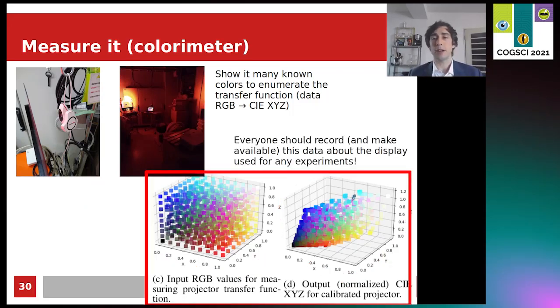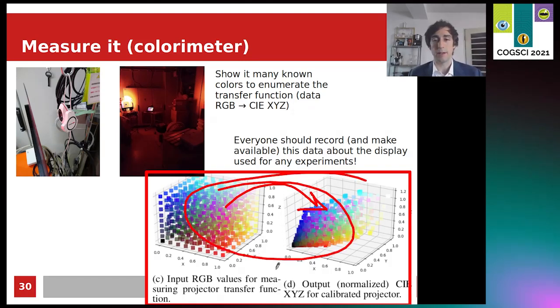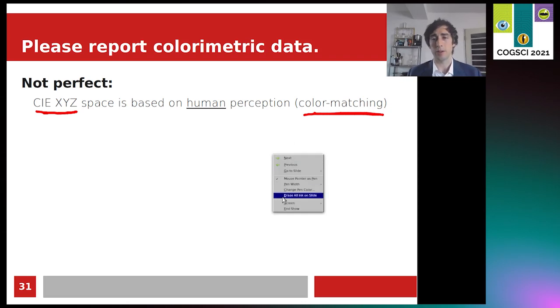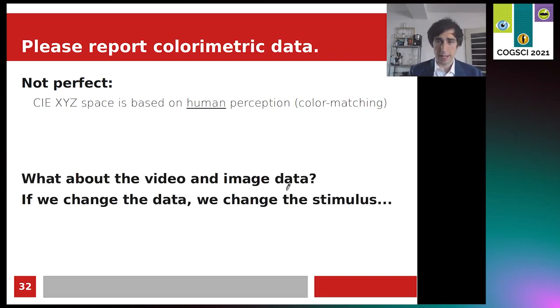And so I strongly recommend that everyone measures this transformation and publishes this data, or makes sure to keep it available for reproducibility purposes and things like that. But this is, of course, not perfect. Even this CIE XYZ space, like I said, is based on human color perception, specifically the color matching experiments from the 20s and 30s, and more recently.